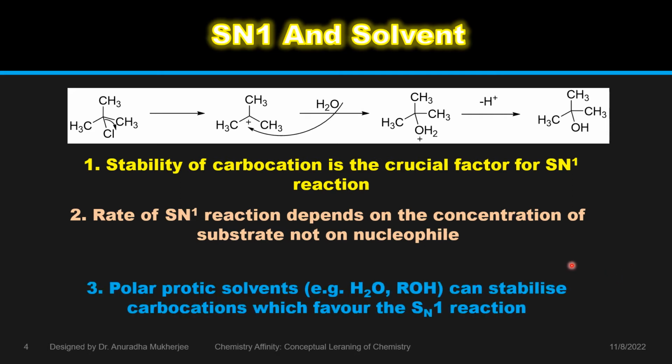So when we use a polar protic solvent, it can make hydrogen bonds with this carbocation, and it gives extra stability to the carbocation which facilitates the SN1 reaction. That's why the SN1 reaction is favored in polar protic solvent.